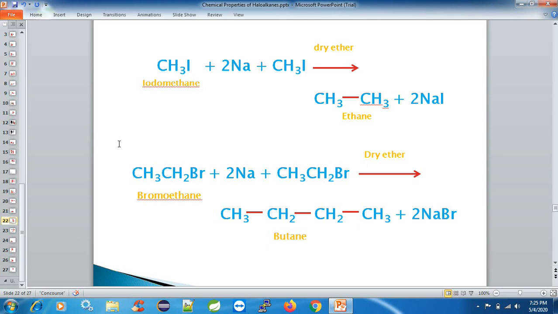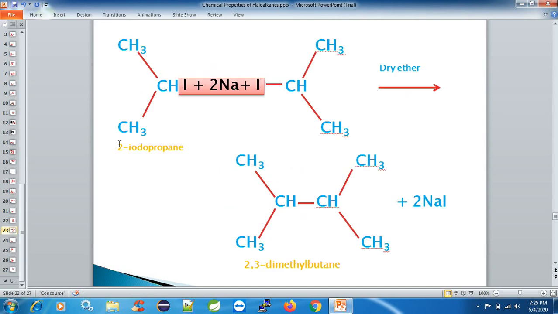Next example, bromoethane, that is ethyl bromide. Here two molecules of ethyl bromide react with sodium in presence of dry ether. Sodium bromide is removed and butane is formed. So these are symmetrical alkanes containing an even number of carbon atoms.